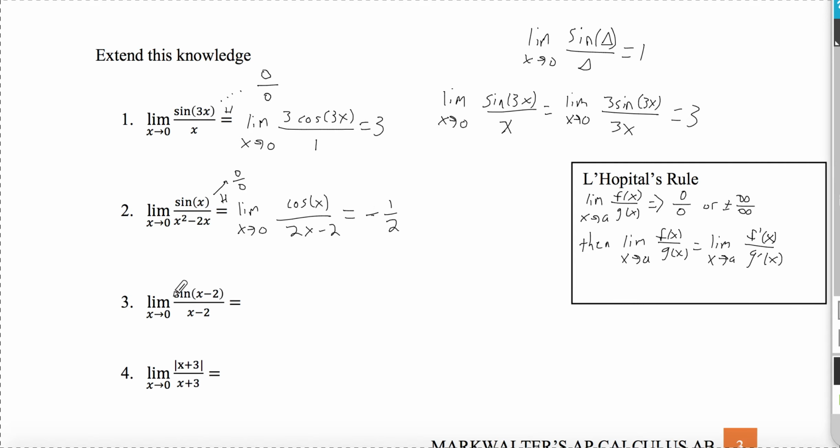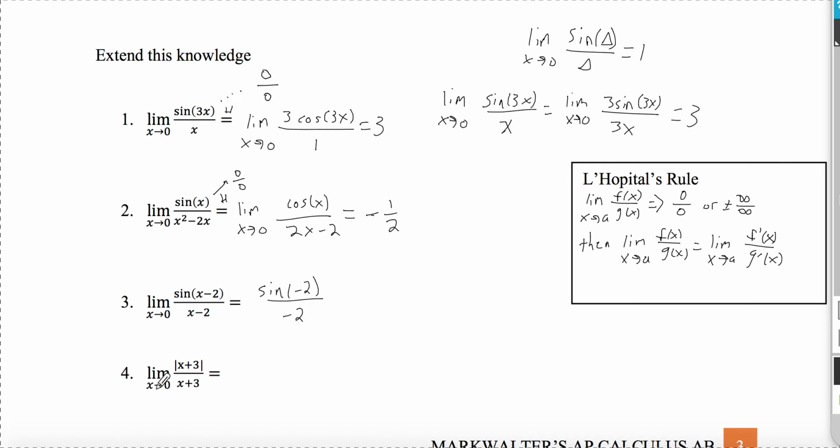All right, here, sine of x minus 2 over x minus 2, the limit as x approaches 0. Now don't be tempted. It's not sine of x over x. Here, x is going to 0, so let's try plugging in. This will just give me the sine of negative 2 over negative 2. That's fine. I don't have any problems with that.